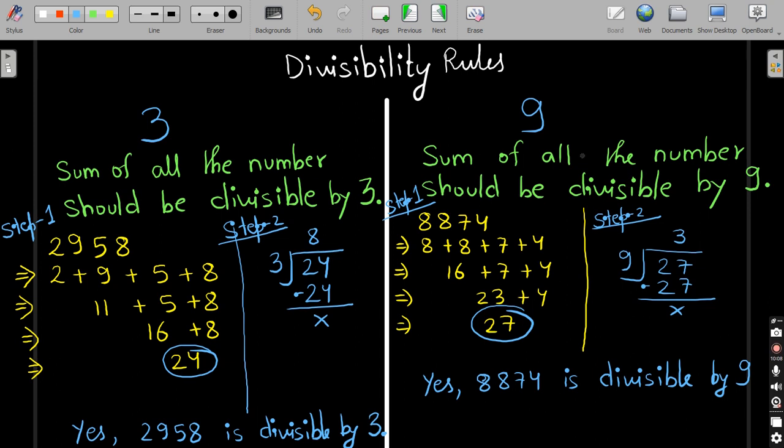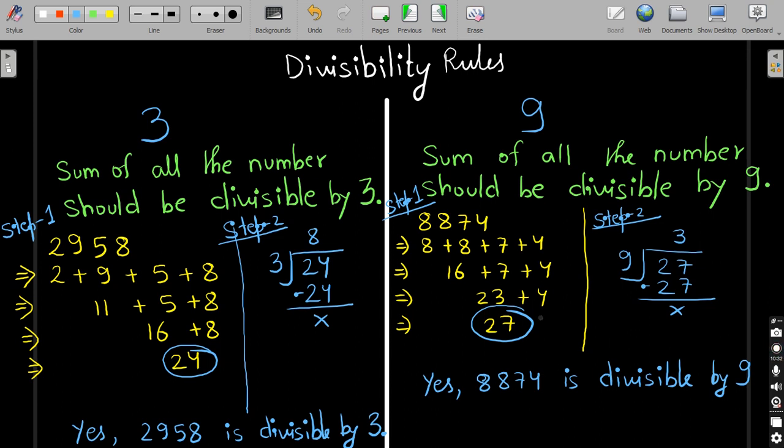Similarly for 9, the sum of all the digits should be divisible by 9. So what I have done: 8874, I have taken all the digits and added them. After that I got 27. In step 2, I divided that number by 9. Now for checking, 9 3s are 27, I got the answer. Ultimately the remainder is 0.